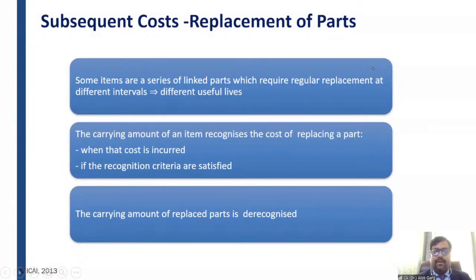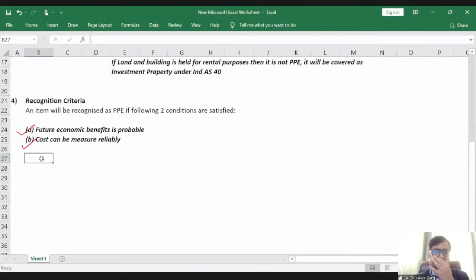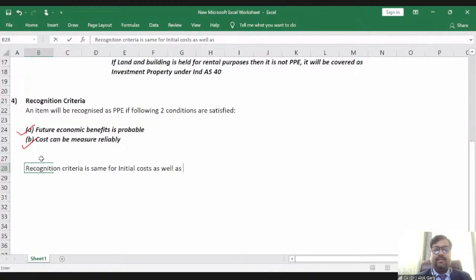take you to my Excel file, and I hope my Excel file is visible. So recognition criteria. We were talking about recognition criteria. Recognition criteria is the same for initial cost as well as subsequent cost. Please write down: as well as subsequent cost.